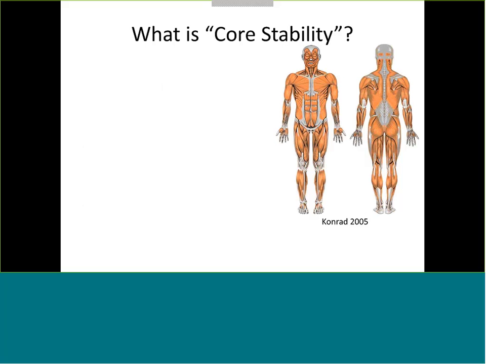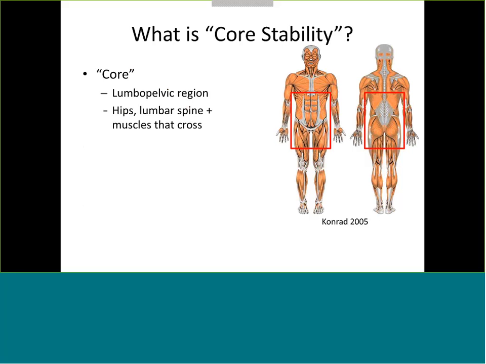So to start, I want to just get all of us on the same page about what core stability is. So the way I like to think about it is to divide it into those two words. The first word is core. So where is your core? If we look at this diagram in the red box, we're delineating the lumbopelvic region. That's another way we might describe it. And you'll notice that it includes the hip joints, the joints of the lumbar spine, and then the muscles that cross those joints and actuate those joints.